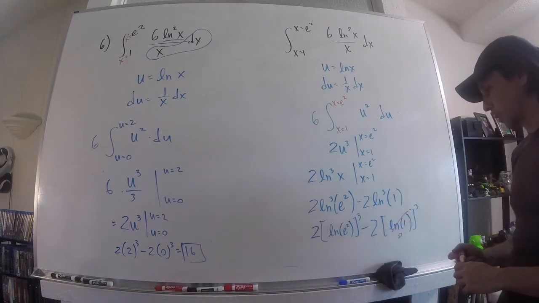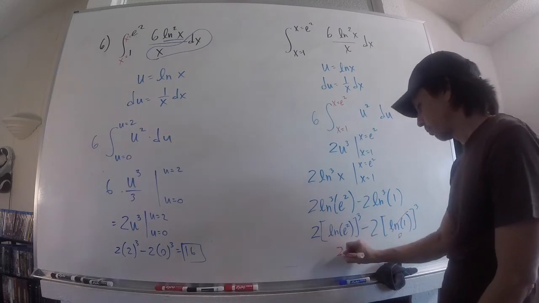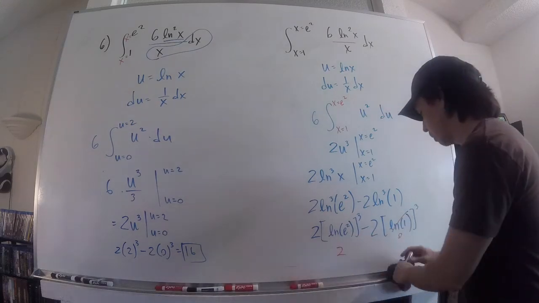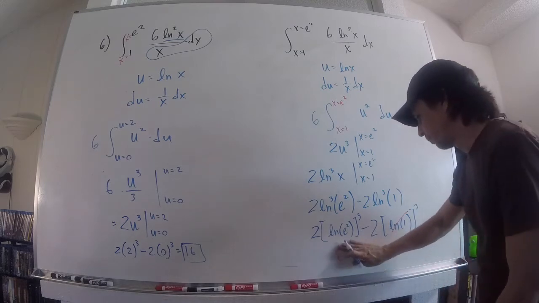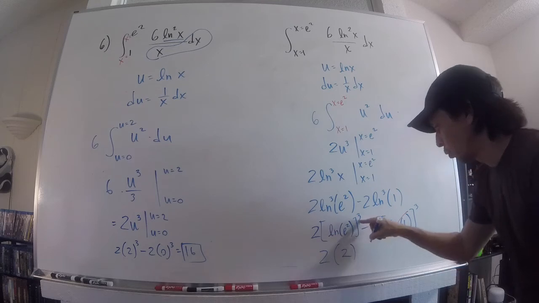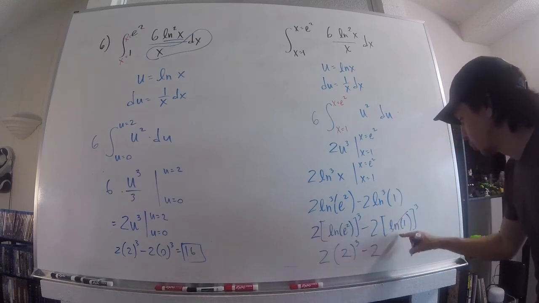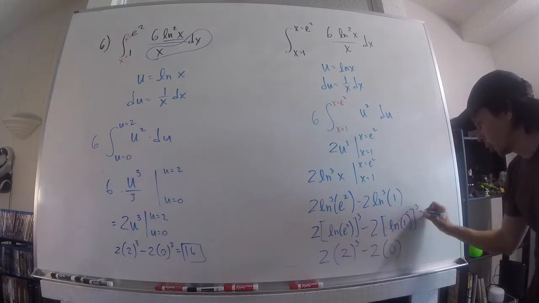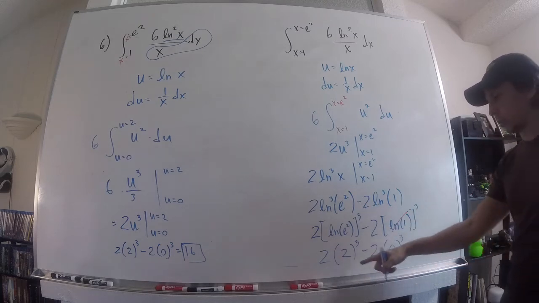And that's 2. So what I end up with is 2 times, that's 2, I want to cube that 2, and that's 0 in there, and I want to cube that 0, and obviously that's 0, and I get 16.